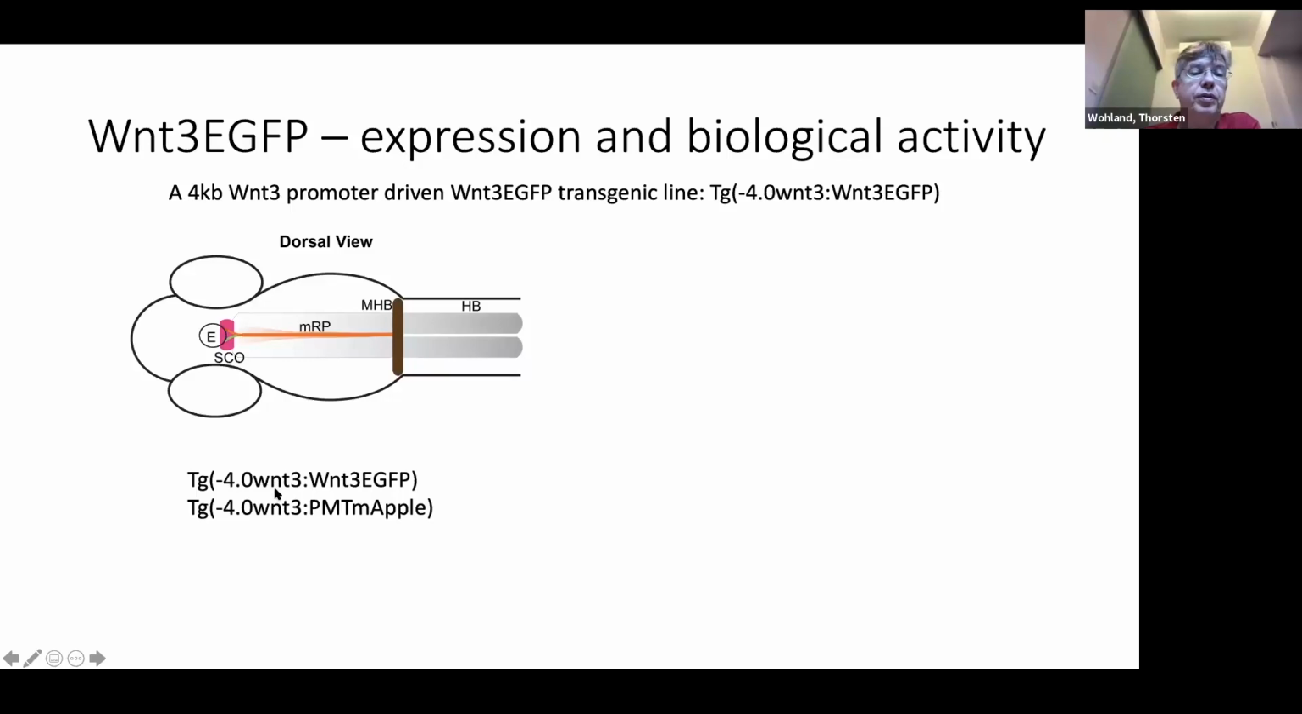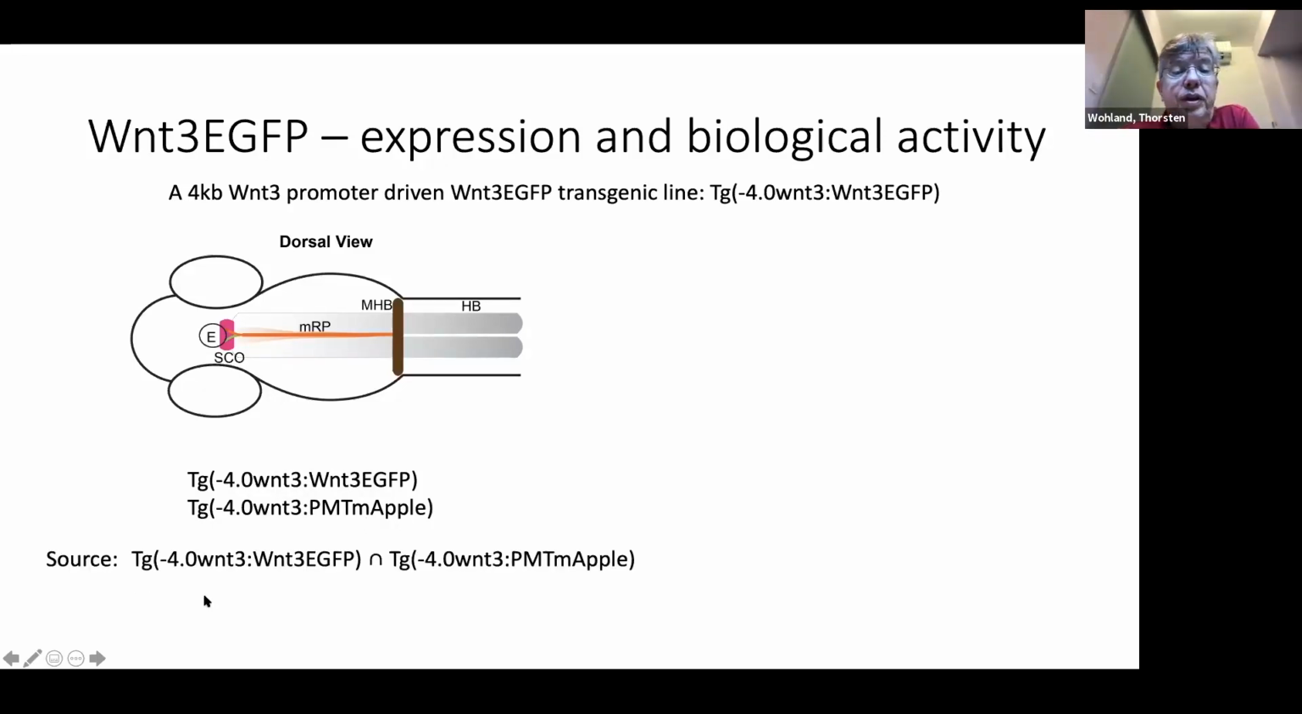So we have multiple lines, actually. As I just said, we have the Wnt3 EGFP line. We have another line that expresses PMTmApple. PMT is actually a small peptide. It's labeled with a fluorescent protein called mApple, a red fluorescent protein. And PMT just carries two lipidation sites, a methylation and a palmitoylation site. So it actually sits on the inner membrane of your cells.